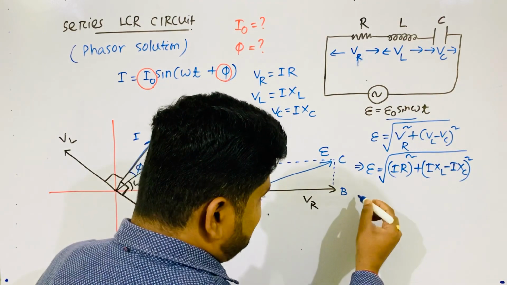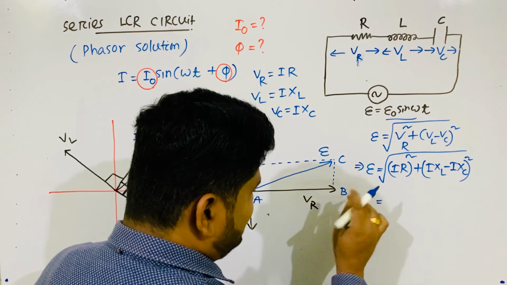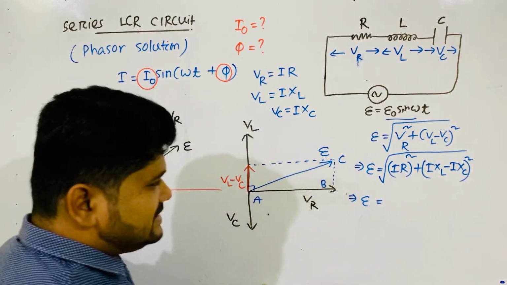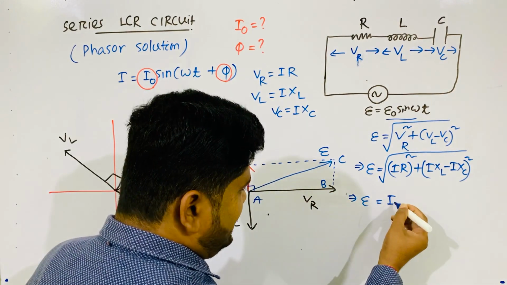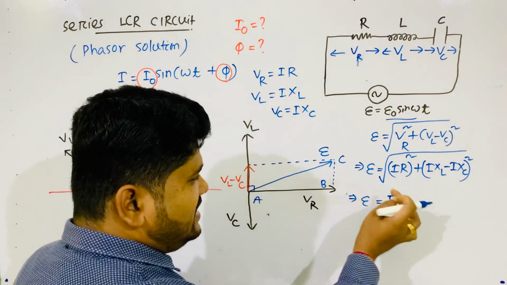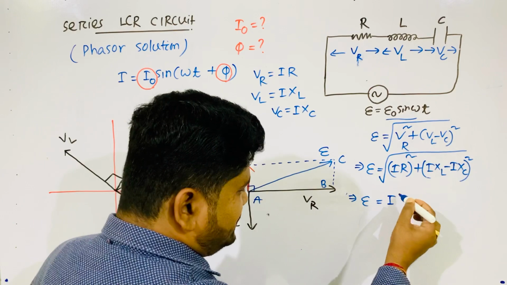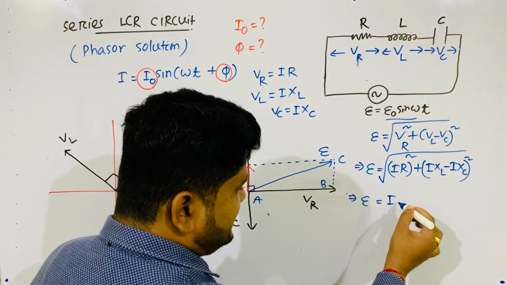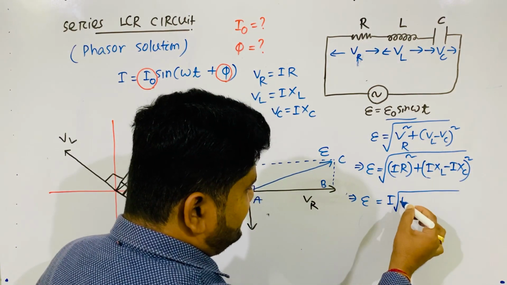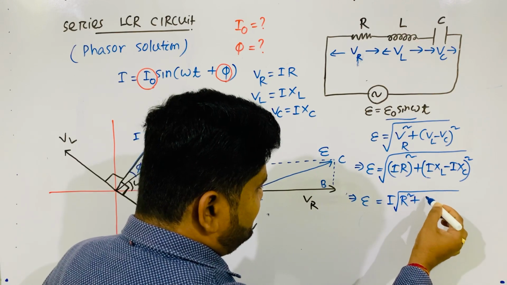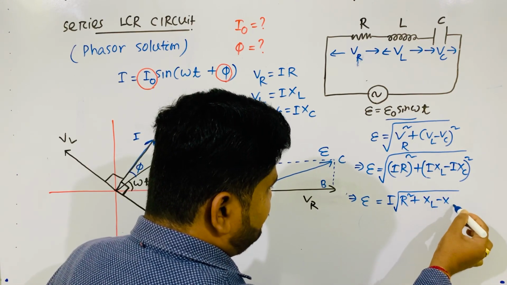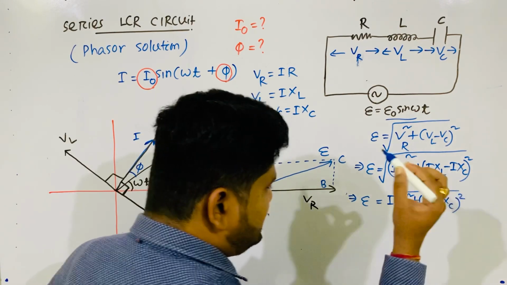Then what happened? E is equal to the square root of I squared times, taking I squared common outside, R squared plus (XL minus XC) whole squared.